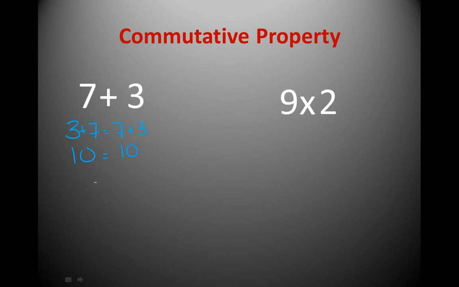So the commutative property says when I'm adding, and I'm only adding, I can swap the numbers and it gives me the same result. It also allows me to do it with multiplication. So I earlier had 9 times 2 and I swapped it out and it gave me 2 times 9. Well, 9 times 2 is equal to 18 and 2 times 9 is equal to 18. You can see they're equal to the same thing.